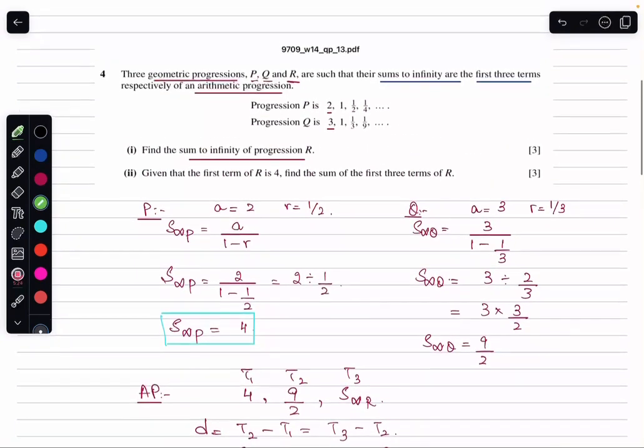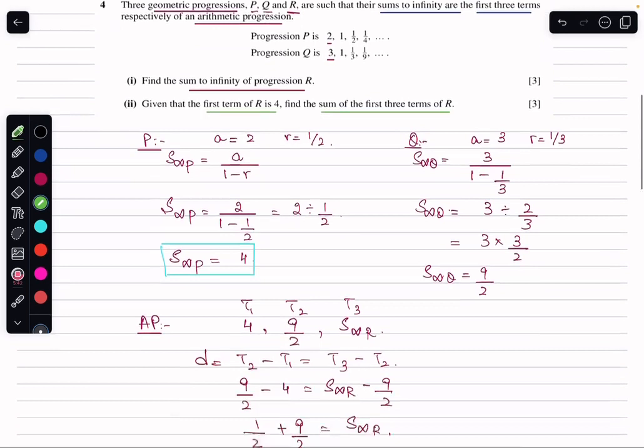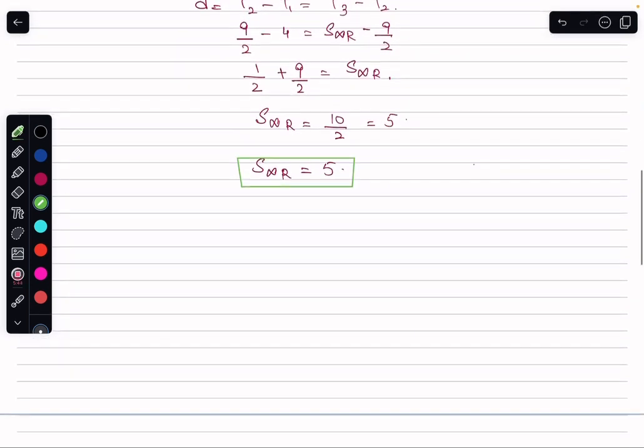So this was part 1. Now for part 2, given that the first term of R is 4, for the progression R we know that the first term is 4, and the sum of the first three terms of R is what we are supposed to find out.